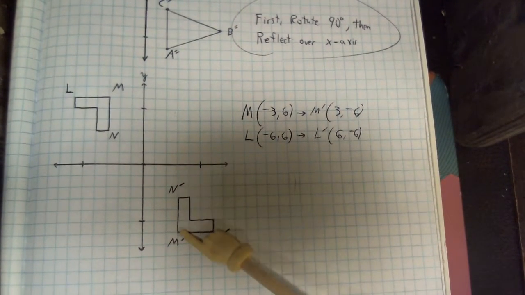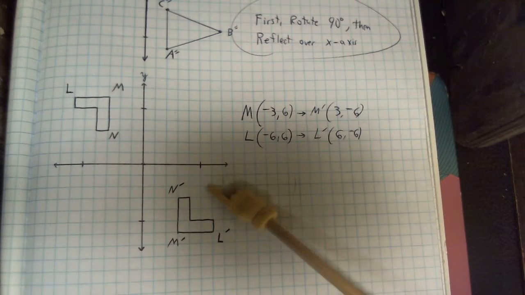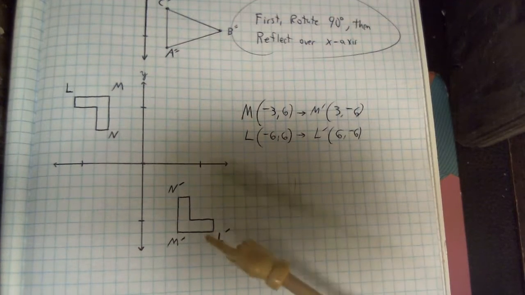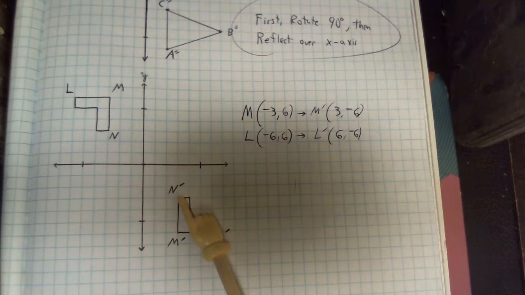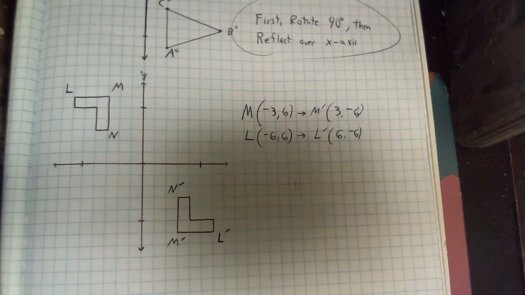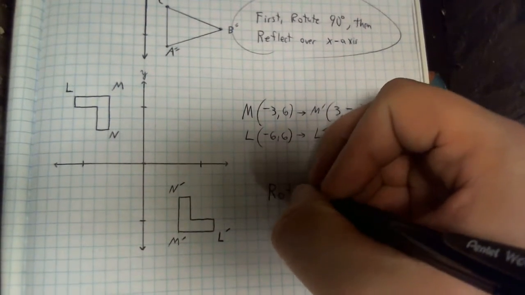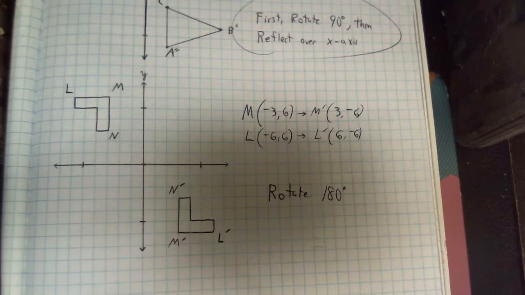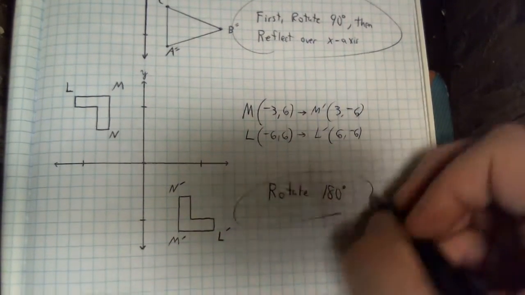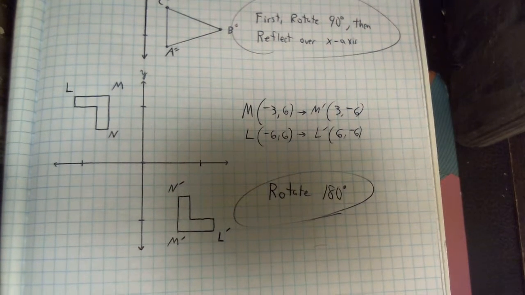M 3, -6. Hey, that's M prime. L 6, -6. That's L prime. I bet you if we were to test -3, +3, it would become +3, -3. Even N falls where we want it to. So all we need to do is tell our answer. We would say rotate 180 degrees, and that's the mapping that puts that figure onto its image.